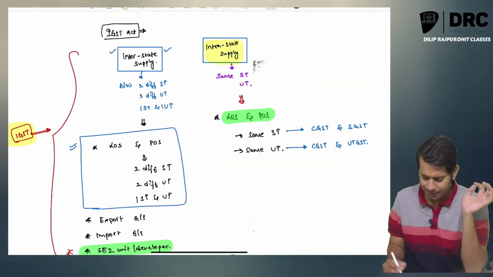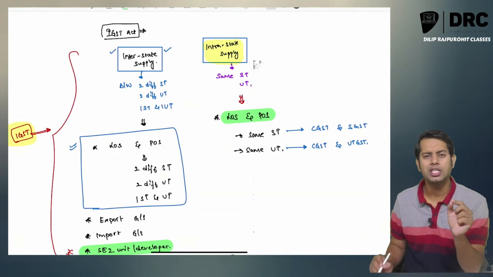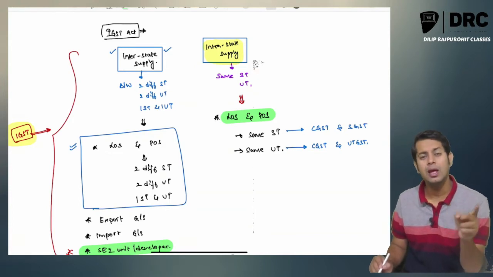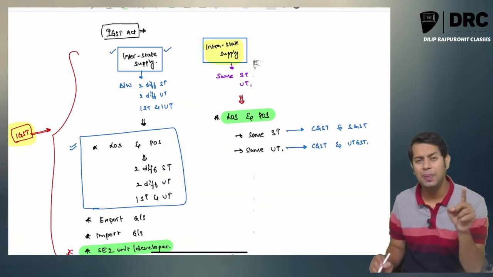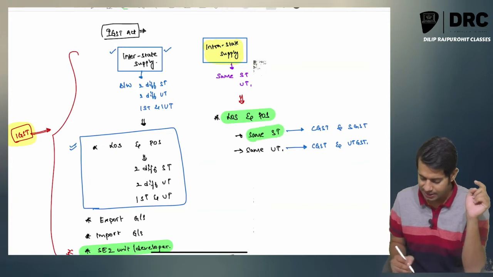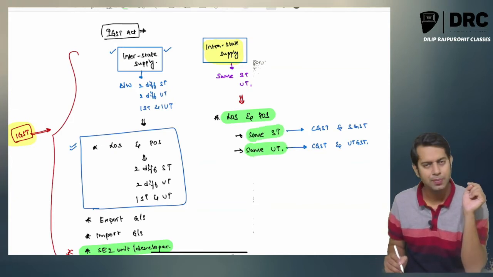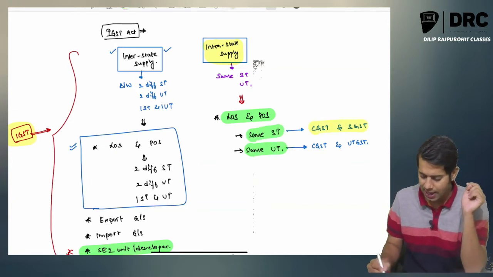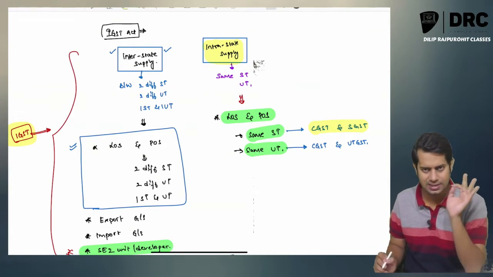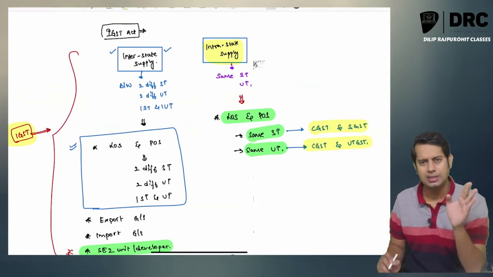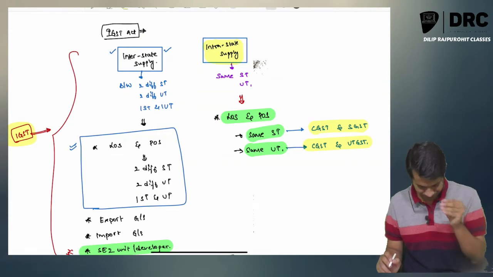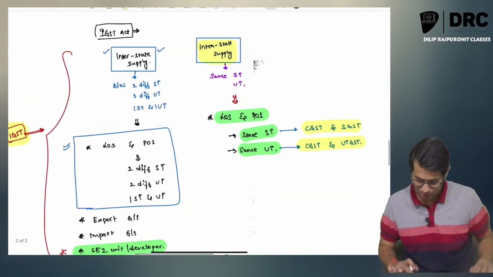Similarly, we have intrastate supply. I will call a particular transaction an intrastate supply if the location of the supplier and the place of supply is in the same state or same union territory. If it is in the same state, I have to pay CGST and SGST; same union territory, CGST and UTGST.